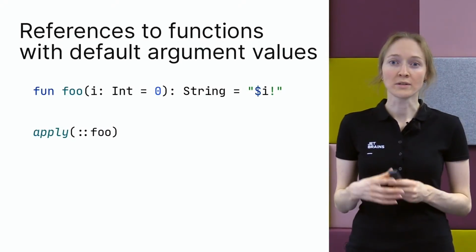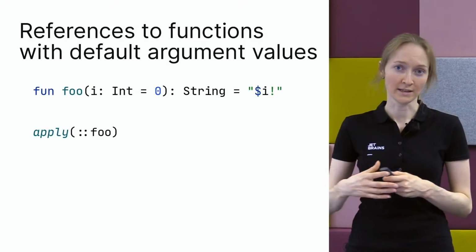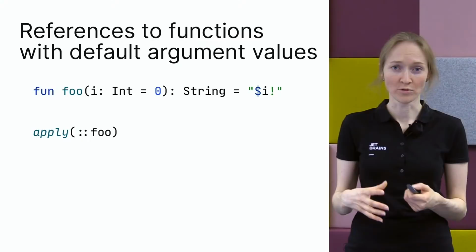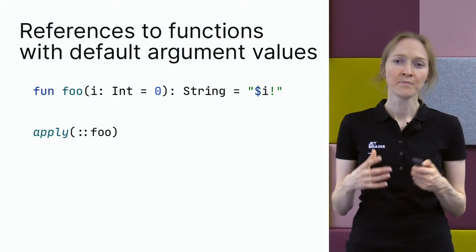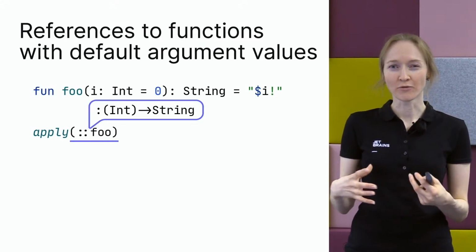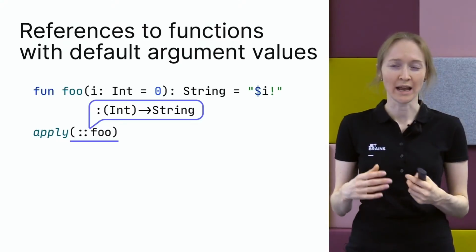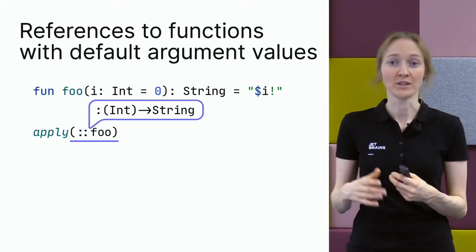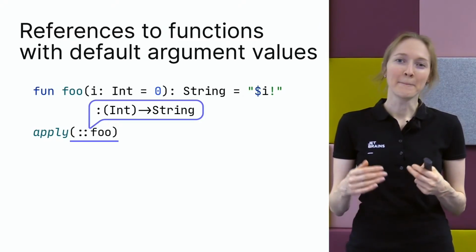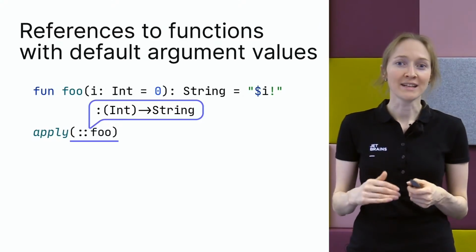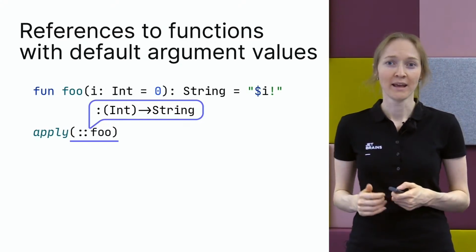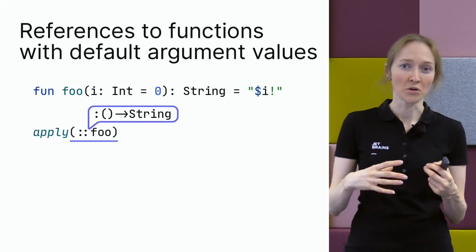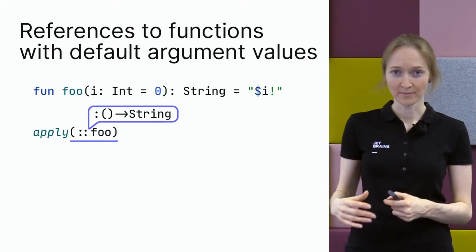Also, you can use callable references in more complicated cases. You can use reference to a function with a default argument value as of different types. For instance, you see this function foo that takes an integer parameter and returns string. And you use it as a function reference that takes int and returns string. But you see here, the foo function defines a 0 default value for the parameter. Now we can also interpret this function as a function that takes no arguments and returns string.